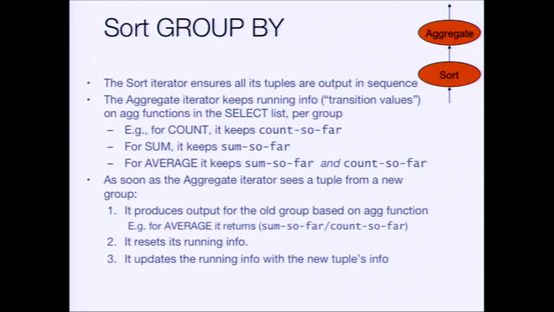That's fine. And as soon as the aggregate iterator sees a tuple from a new group, it produces output for the old group based on the final function of the aggregate. All right? And it resets its running info and updates it with the new tuple. Make sense? Pretty simple stuff.